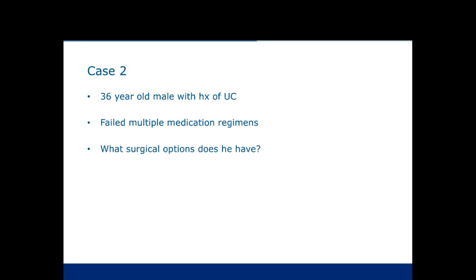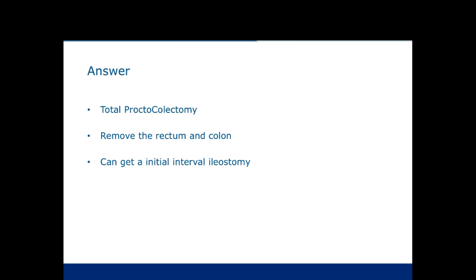Let's focus on case number 2. You have a 76-year-old male with a history of ulcerative colitis. He failed multiple medication regimens. What surgical options does he have? So now he has UC, not Crohn's. Put him on steroids, put him on DMARDs. Didn't work. What would we do? Yeah, you do total proctocolectomy. So not total colectomy. You have to remove the rectum too. Remember, UC is non-rectum sparing. So you have to remove the colon and the rectum.